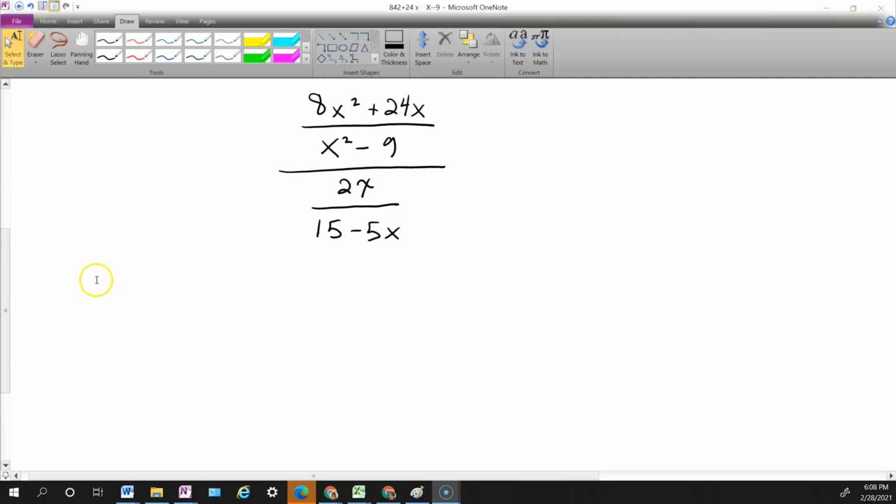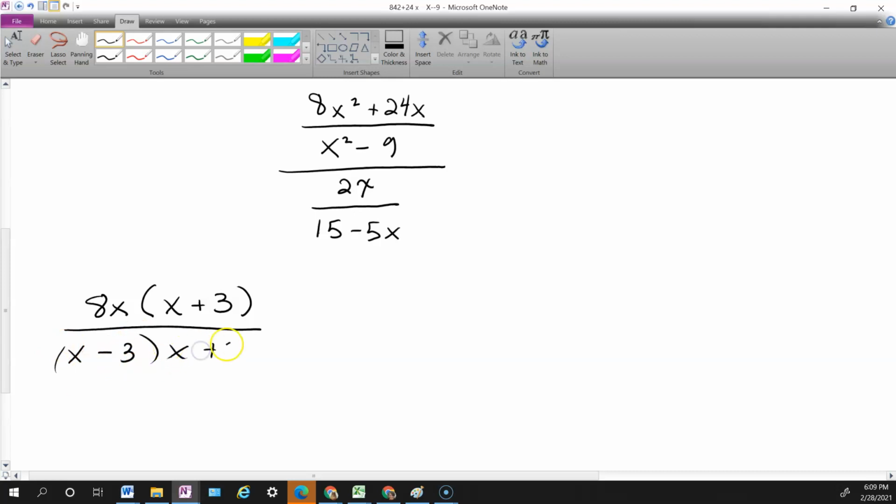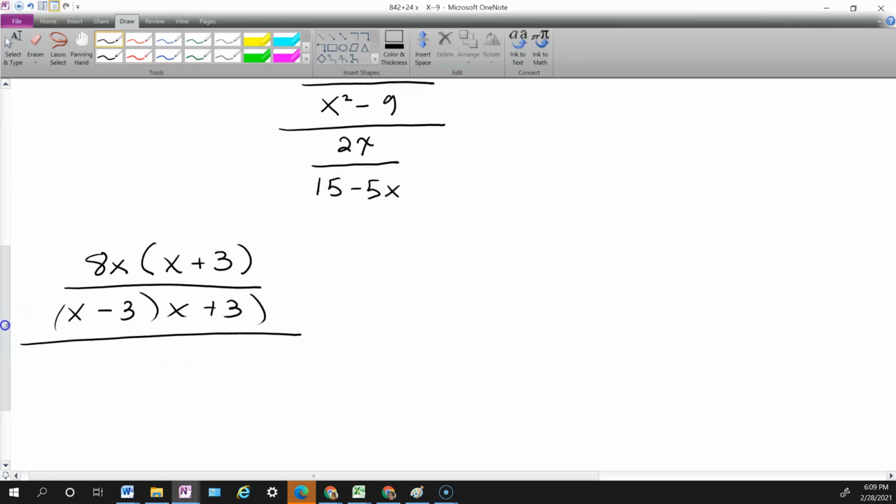So I'm going to rewrite my problem so that I have 8x, and actually I'm going to factor it along the way. Hopefully that'll be okay. So I know that 8 goes into both 8 and 24, and I can also pull out an x. So I'm left with 8x times the quantity x plus 3, over x minus 3 times x plus 3, and all of that is over. See how I factored out that denominator?